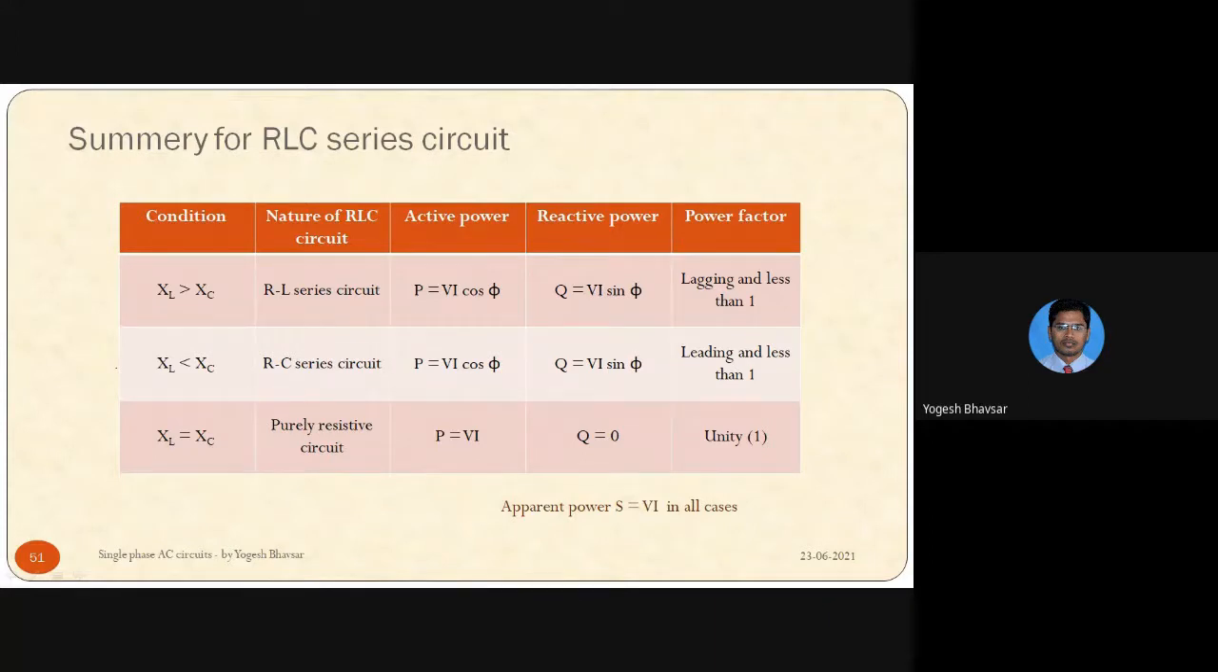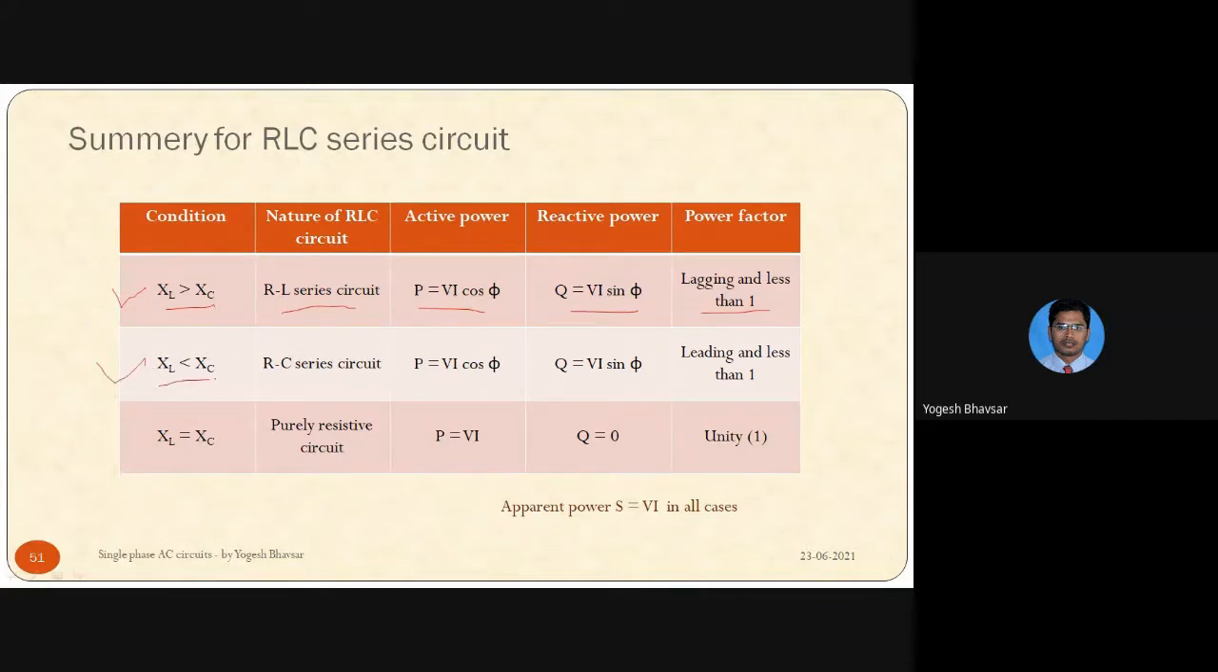At last, we have the summary for the RLC series circuit. Now it will be more clear by looking at this summary. First condition, XL is greater than XC. The nature of the RLC series circuit is that it will behave as an RL series circuit. Active power is VI cos phi, reactive power is VI sin phi, and the power factor is lagging and less than 1. We know that it will be from 0 to 1, so we have a lagging power factor for the RL series circuit.